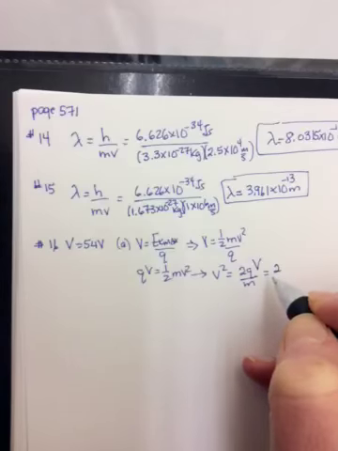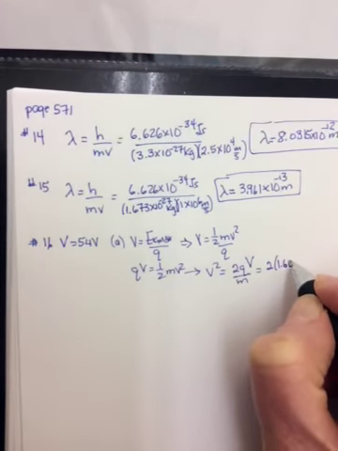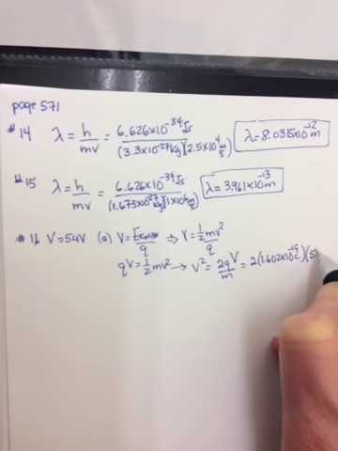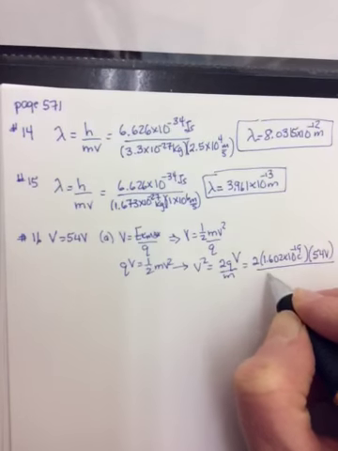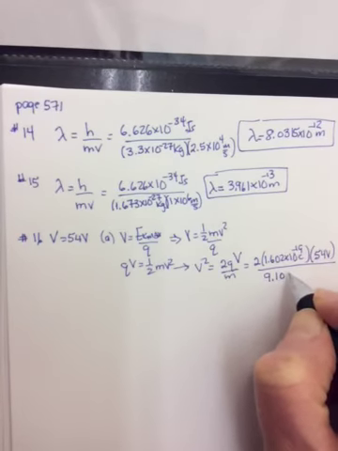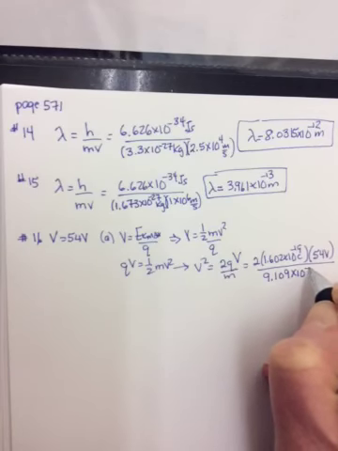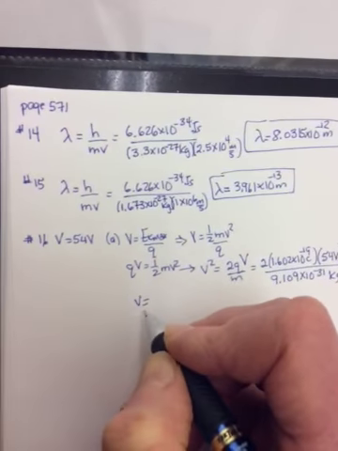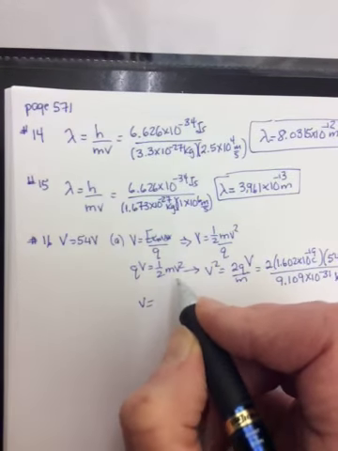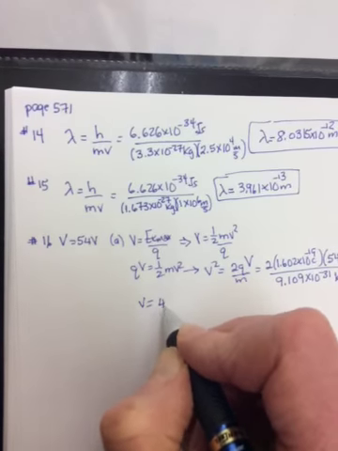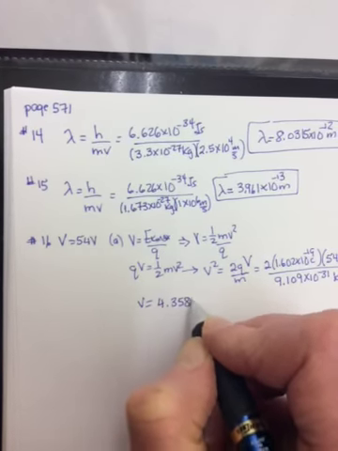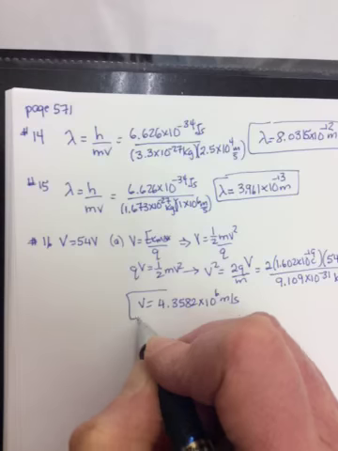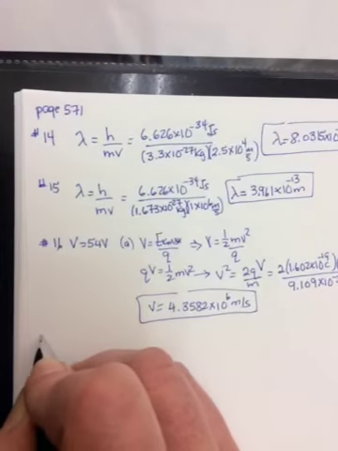So what was this? An electron, 1.602 to the negative 19 coulombs. Voltage, they told us, was 54 volts, and the mass of an electron, 9.109 times 10 to the negative 31 kilograms. Remember, this is v squared. You're going to have to take the square root. And when you do, you should get 4.3582 times 10 to the 6th meters per second. So that's after you've taken the square root. Final answer.